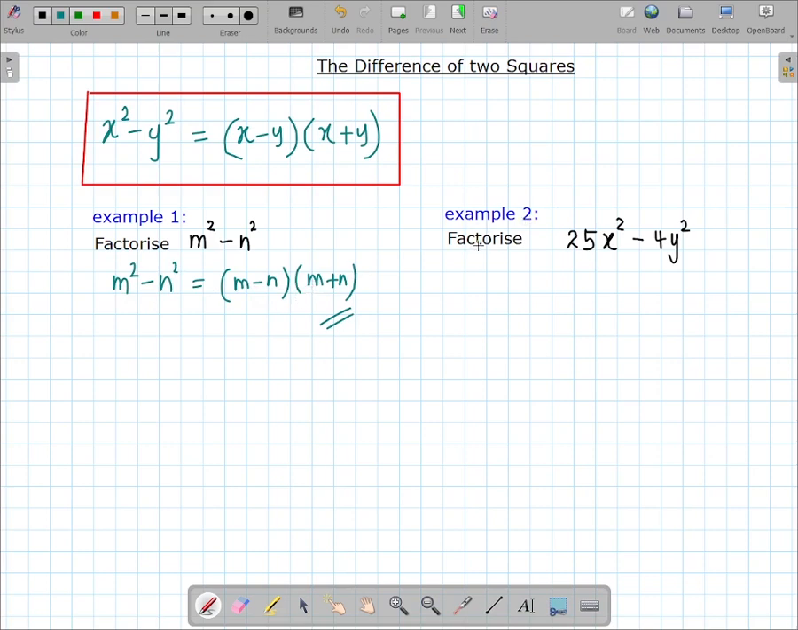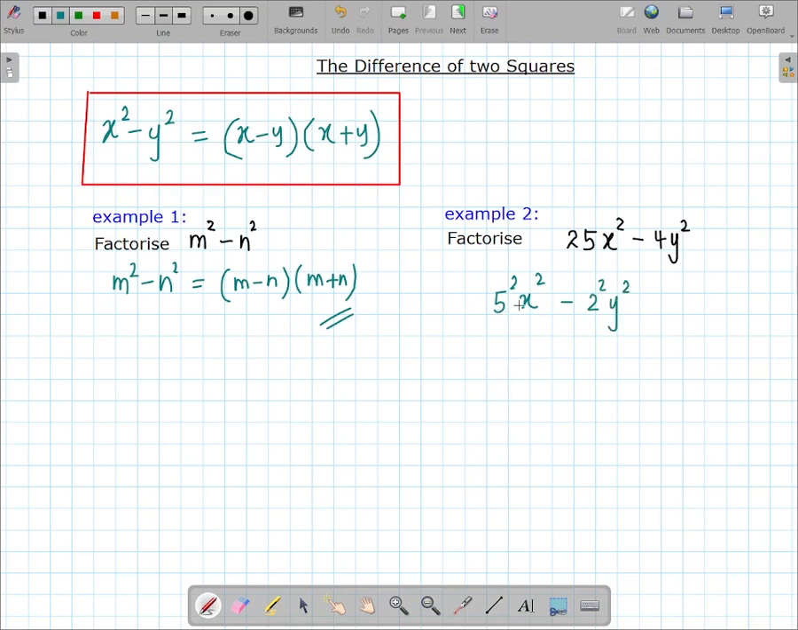Okay, example 2, factorize 25x squared minus 4y squared. Earlier we had only unknowns, but here along with the unknowns we have numbers also. Then check whether these numbers can be written as squares. 25 can be written as 5 squared. 4 can be written as 2 squared. Okay, let's write it like that. So 25 means 5 squared x squared, minus 4 means 2 squared y squared.